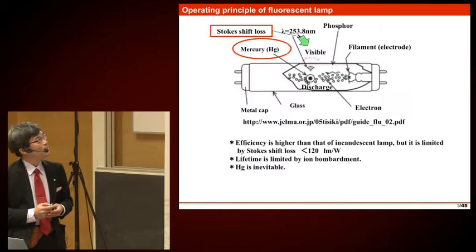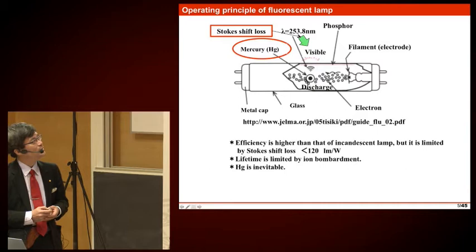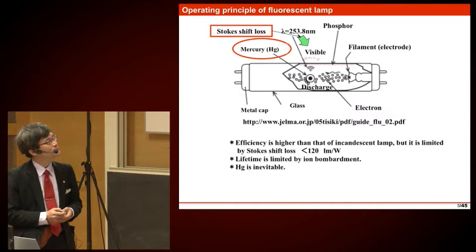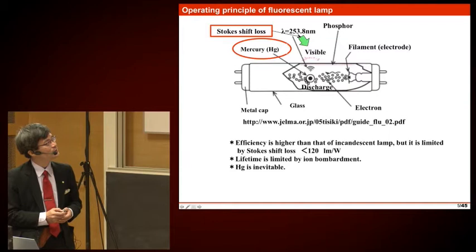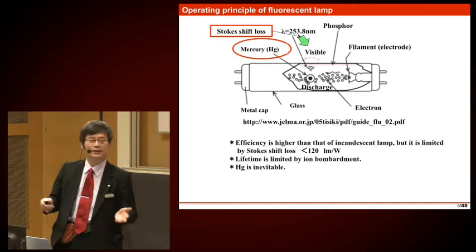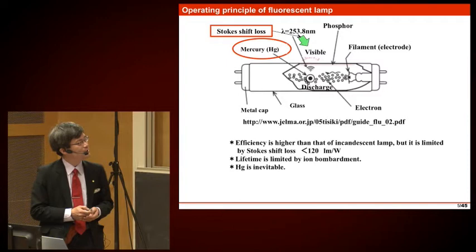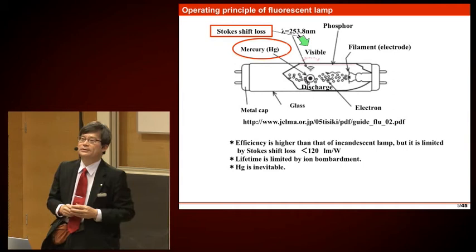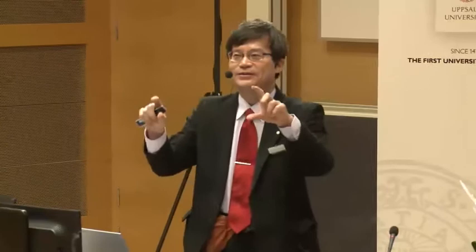Fluorescent lamp, excited electrons excite the mercury atoms, and then ultraviolet light was emitted from the mercury, then excite the phosphors. In this case, the luminous efficacy of radiation is much, much higher than the incandescent lamp, but still, it is limited by the Stokes shift loss. So high energy photons transfer the energy to the low energy photons. So the efficiency is automatically limited.